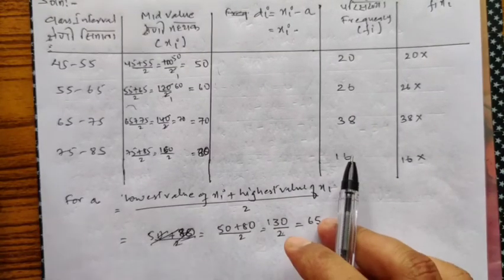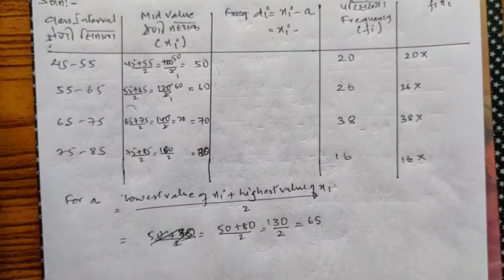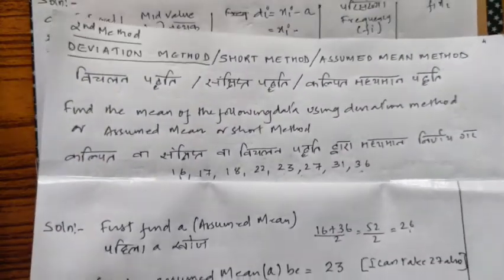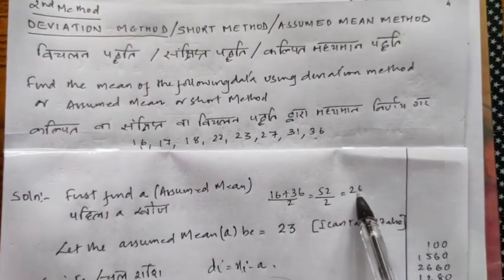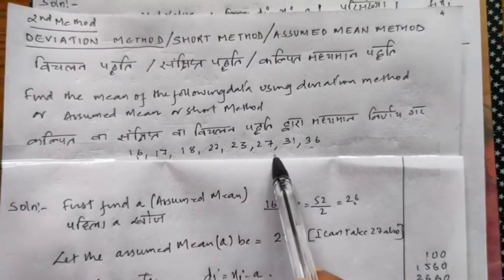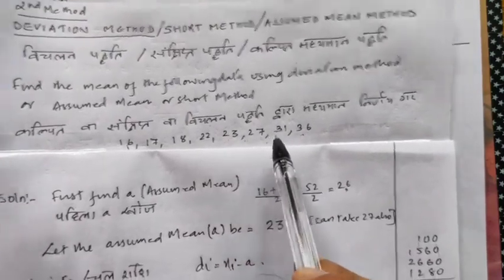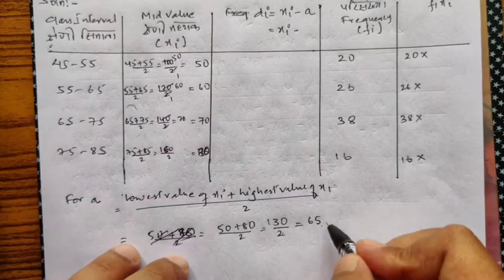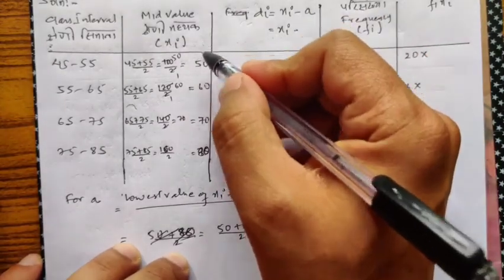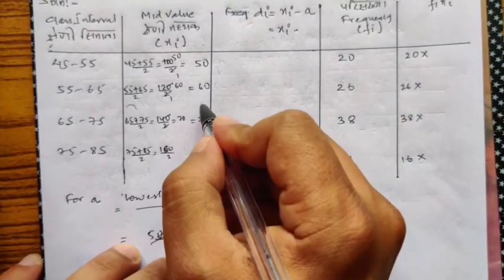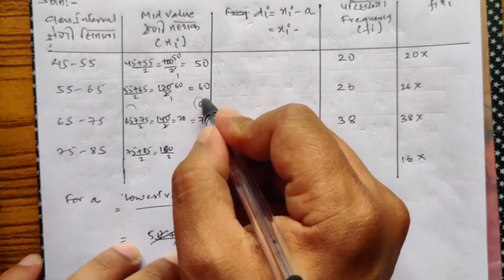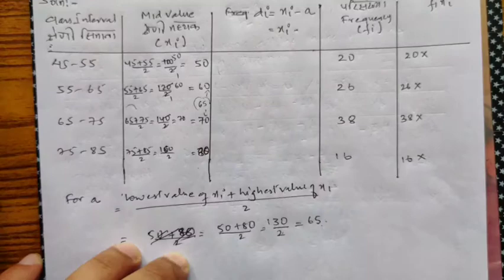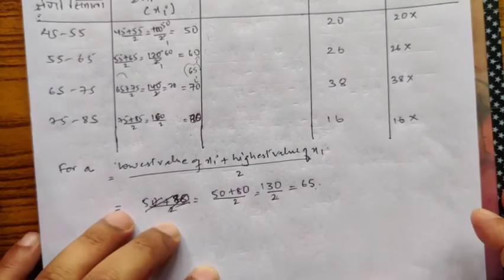Remember solving deviation method. Yes, look here. We got 26. Where does this 26 lie? Between 23 and 27. I can take 23 or I can take 27. That way only we found our a. Where is our a? 65. And from this xi, where will 65 lie? 65 will lie here. So you can either take 60 or you can take 70. Is that okay or not?